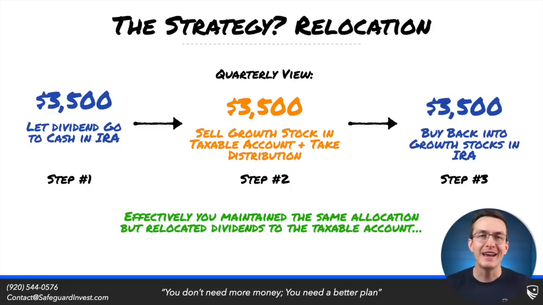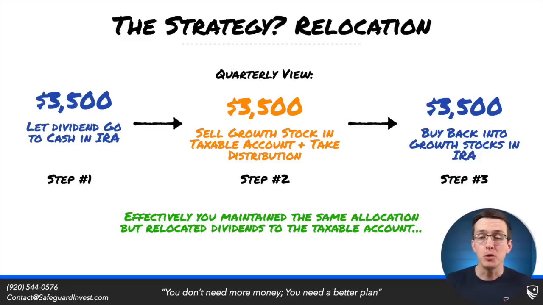On a quarterly basis, SCHD generates $3,500 in dividends. Each time this dividend is released, you would basically go ahead and let that dividend go to cash in your IRA. You would then go in your taxable account and sell $3,500 worth of growth stocks. Now, this may generate some small capital gains, but it will be far more tax efficient than taking the full dividend, as I'll show here in a second.